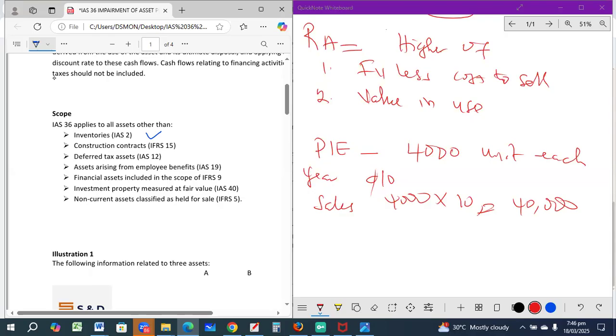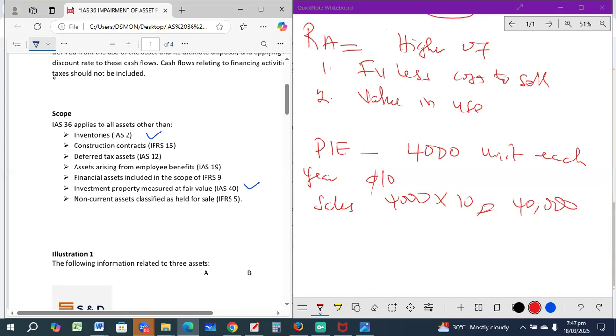Then we'll talk about another standard called IAS 19. This is a level 3 standard, employment benefits. Another one is IFRS 9, financial instruments. That one is both a level 2 and level 3 standard. Take care of the 1, 2, 3, 4, 5, 6. The sixth one is investment property that is measured at fair value. Under investment property, we have two methods: either the entity will adopt the cost model or the fair value model.